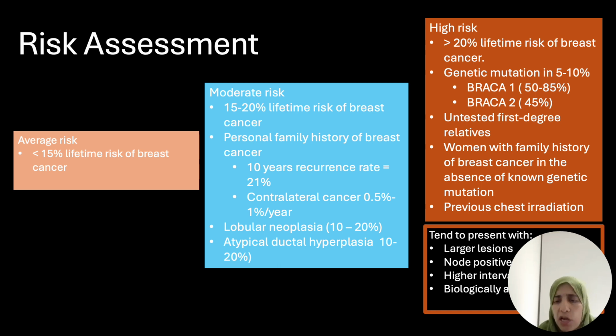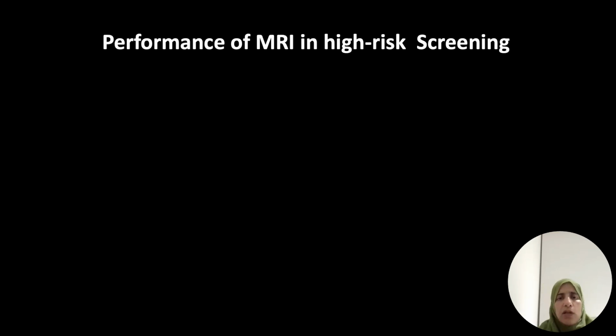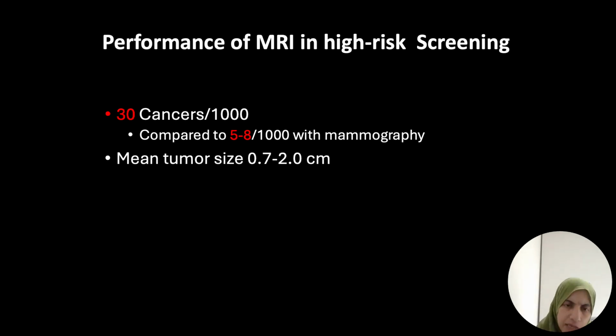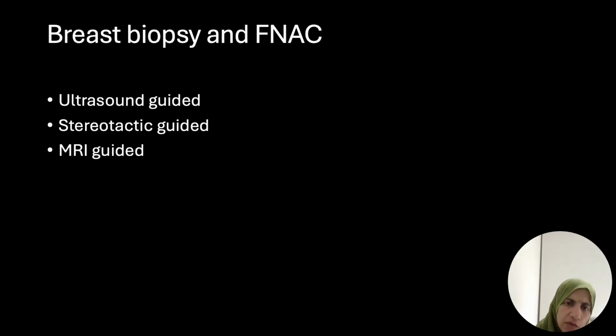And biology of the cancer, these lesions are high-risk, and the performance in such patients is really good, because usually in average patients it can detect between 5 to 8 cancers in 1,000 mammograms, while it's 30 cancers in 1,000 of these high-risk patients. And as you can see, the mean tumor size is between 0.7 to 2 centimeters, and 65 to 100% of them are node negative.